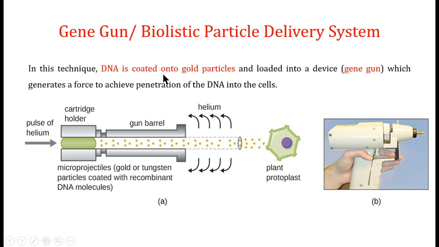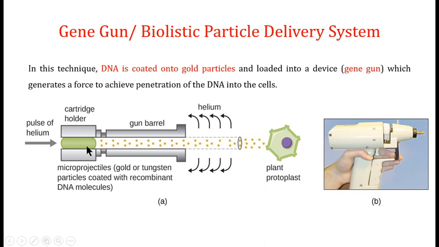This DNA, which is coated on the gold particles, is loaded into a device known as the gene gun. This is a diagram of how the gene gun looks. With the help of this gene gun, the DNA coated on the gold particles is introduced into the cell of the host, or the cell of interest.